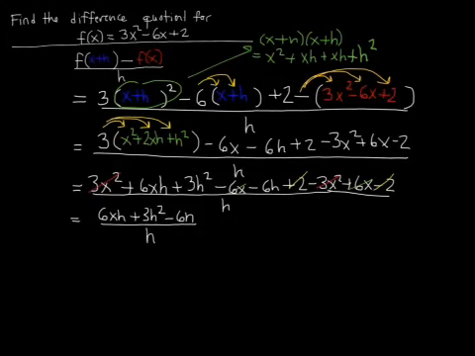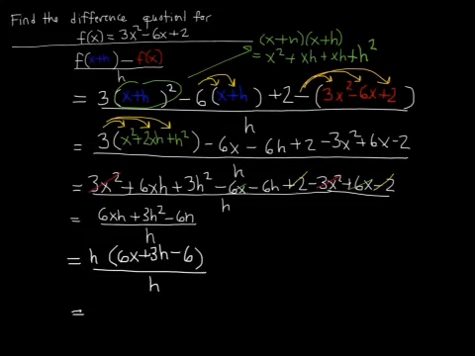Notice in the top of this expression, every term has an h in it. That means that you can factor an h out. When you do that, what gets left behind is 6x plus 3h minus plain old 6. And that's still getting divided by h. Finally, at long last, this h and this h cancel to 1, and that's going to end up giving me my final answer. The difference quotient for the function we started with is 6x plus 3h minus 6, and this is the final answer.